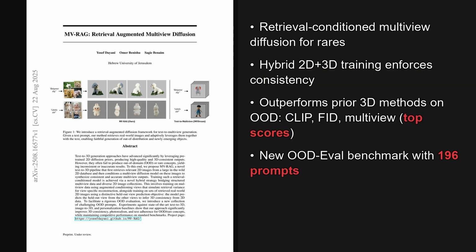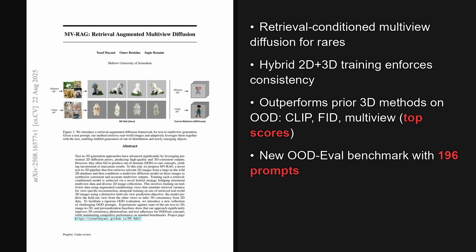I'm Alex. Today we're looking at a paper from the Hugging Face trending list, published on August 22, 2025, about 4 days ago. The big idea is a Retrieval-Augmented Multiview Diffusion pipeline that pulls real web images for a prompt and conditions generation on them, which markedly improves 3D consistency, photorealism, and text adherence for out-of-distribution and rare concepts. The paper is titled MV-RAG, Retrieval-Augmented Multiview Diffusion. And as we will see later, the results are really impressive.